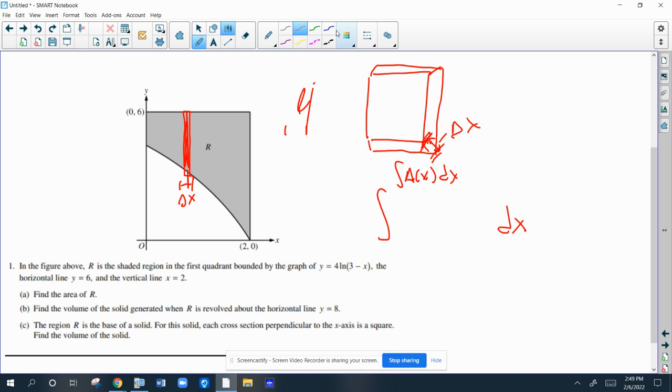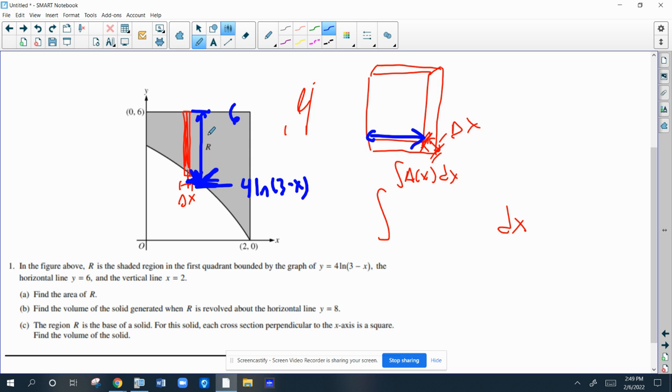So we need to figure out, first of all, well, what is the length of this part? Maybe you think of it as this part. Well, it's the same way we measure everything. We have our arrow drawn, and we need to figure out the length, which would be the top value of y, which is 6, minus the bottom of the arrow, which is on the y, which is defined by this graph. So that's 4 times ln of 3 minus x.